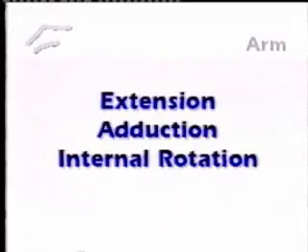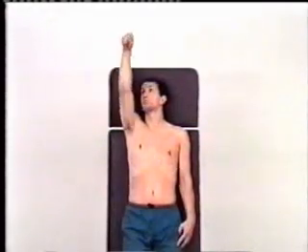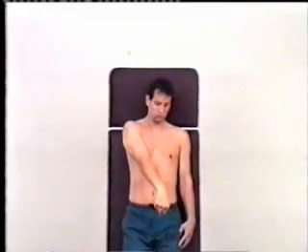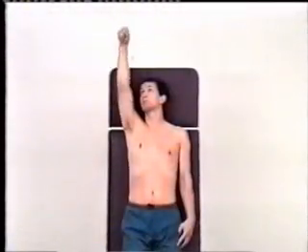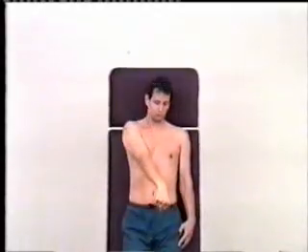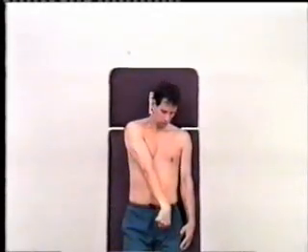Extension, adduction, internal rotation. The pattern is started in the imagined extended body diagonal. The arm is moving in the groove in extension, adduction, internal rotation, thereby crossing the body midline.